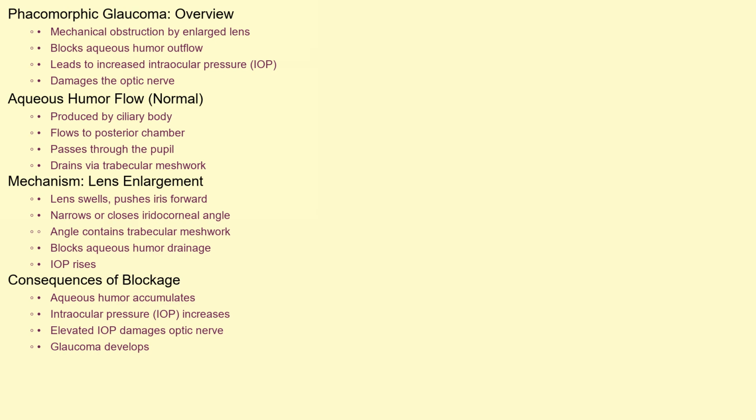The root of phacomorphic glaucoma lies in the mechanical obstruction created by the enlarged lens. Normally, aqueous humor flows from the ciliary body in the posterior chamber, through the pupil, and out of the eye via the trabecular meshwork. When the lens swells, it pushes the iris forward, narrowing or completely closing the angle between the iris and the cornea. This angle houses the trabecular meshwork, the primary drainage system for aqueous humor. With this drainage pathway blocked, the fluid accumulates, leading to a rise in intraocular pressure. This elevated pressure damages the optic nerve, resulting in glaucoma.